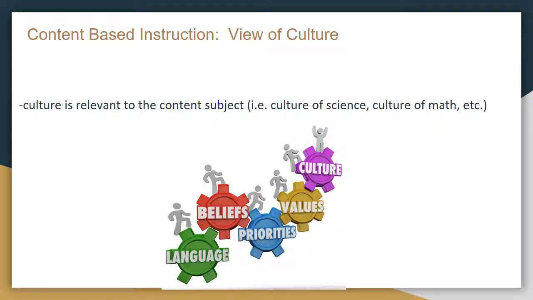So the view of culture under the content-based instruction method is that culture should be relevant to each individual content subject. So there's a unique culture of scientists or science, there's a unique culture of mathematicians or math, etc., and that students should have access to that culture by knowing the academic vocabulary of that discipline.